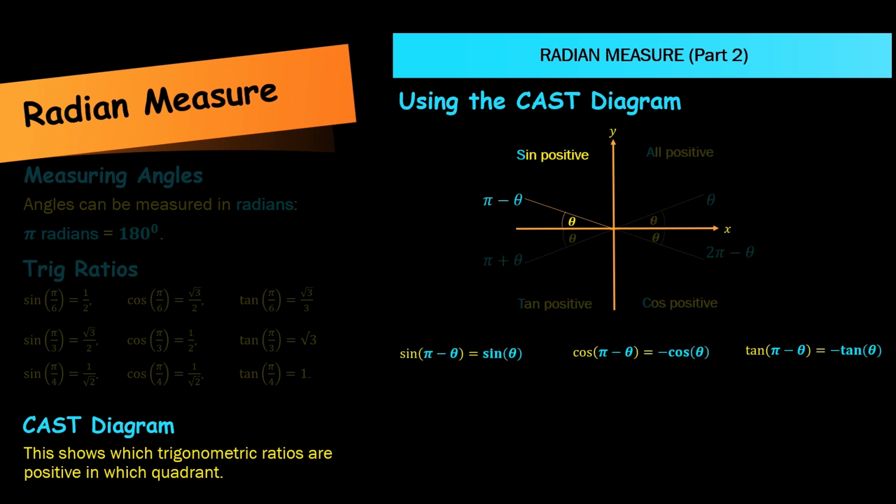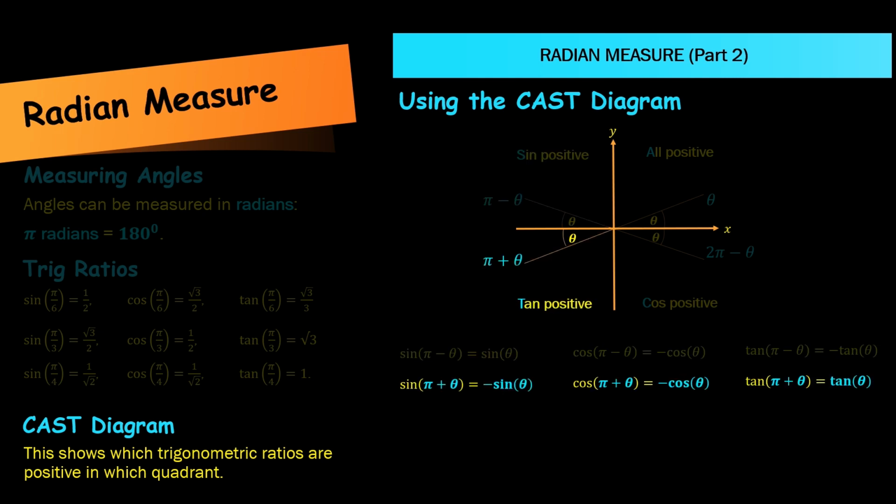So in the quadrant where it says sine positive, we have sine of pi minus theta equals positive sine theta, cos of pi minus theta equals minus cos theta, since only sine is positive in that quadrant, and tan of pi minus theta equals minus tan theta.